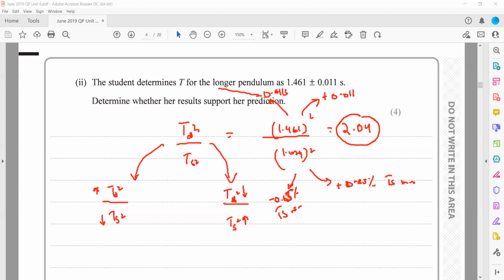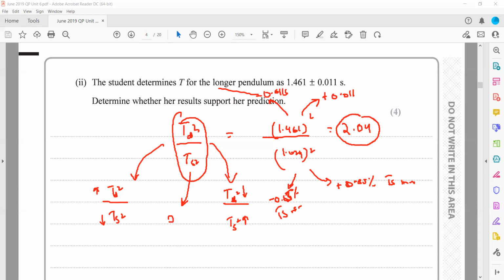So if I know the uncertainty in both measurements, and because this is TS square over TD square, whenever there's a square, the uncertainty will be doubled. So using that, we'll work out the maximum and minimum value, or the uncertainty in this answer. So how to know the uncertainty in this answer? How to know the uncertainty in this value?